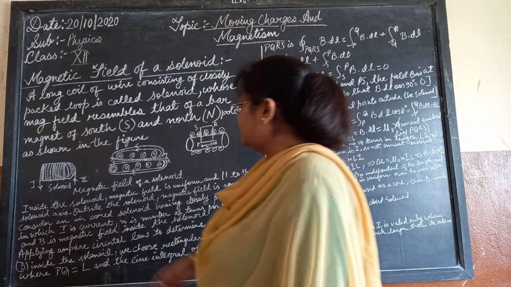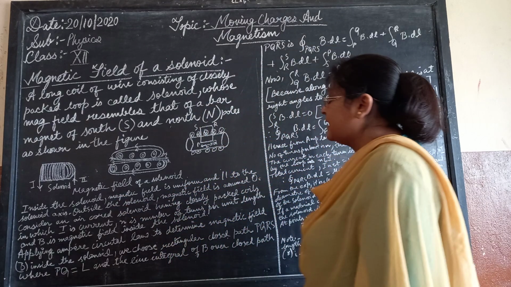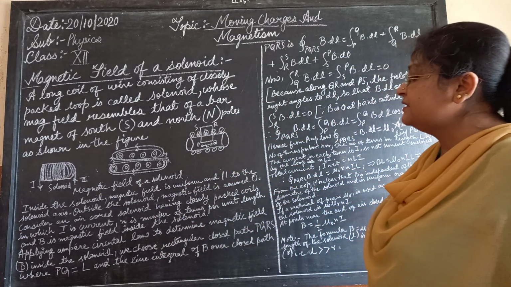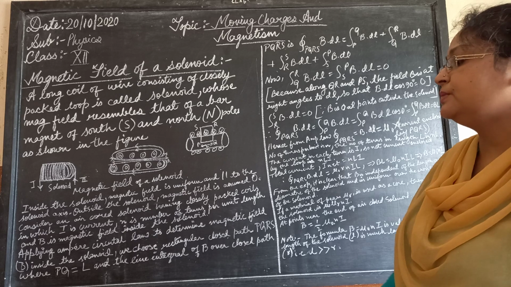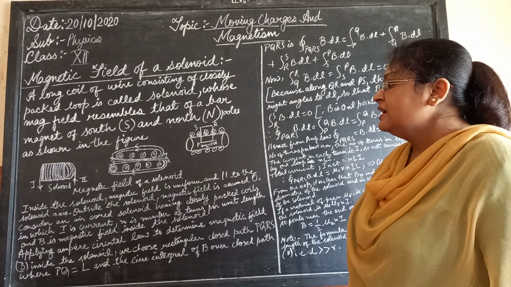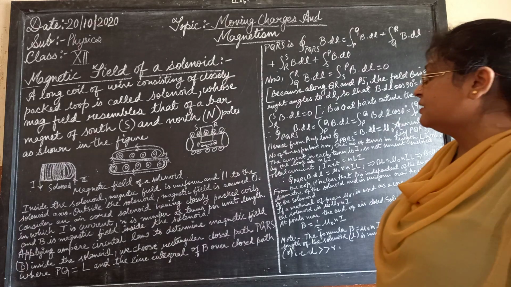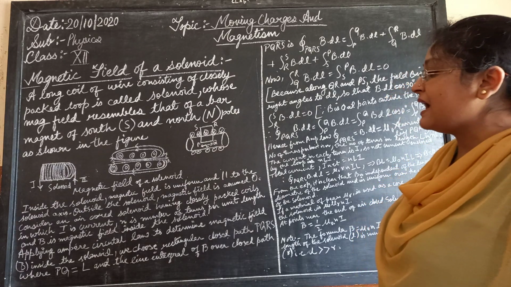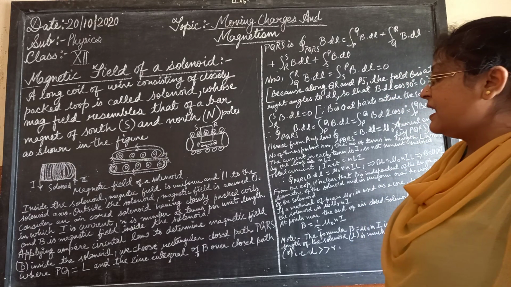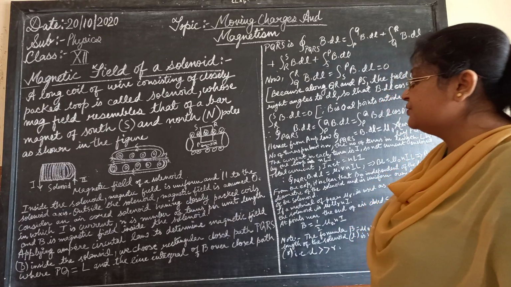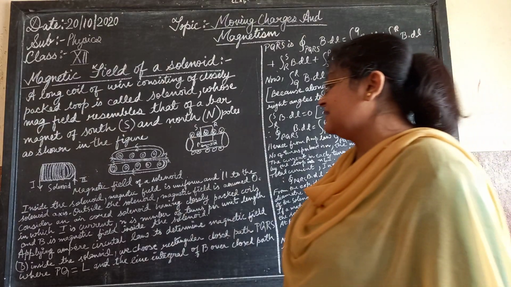Inside the solenoid, the magnetic field is uniform and parallel to the solenoid axis. Outside the solenoid, the magnetic field is assumed to be zero. So considering an air-cored solenoid having closely packed coils, with I as the current and n as the number of turns per unit length, and B is the magnetic field inside the solenoid.